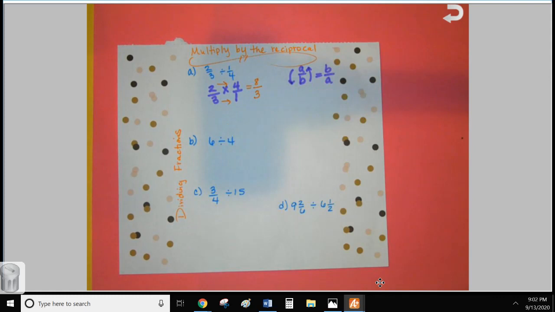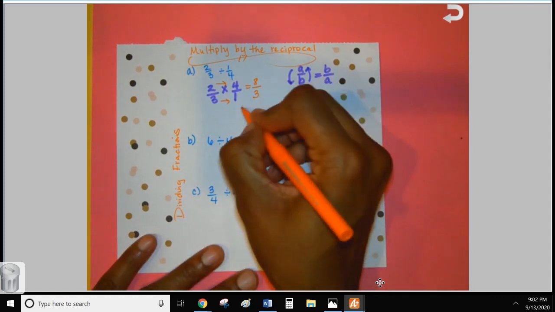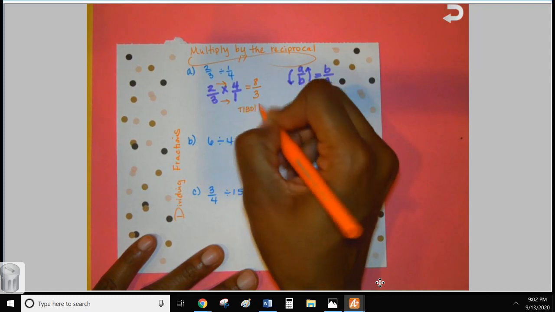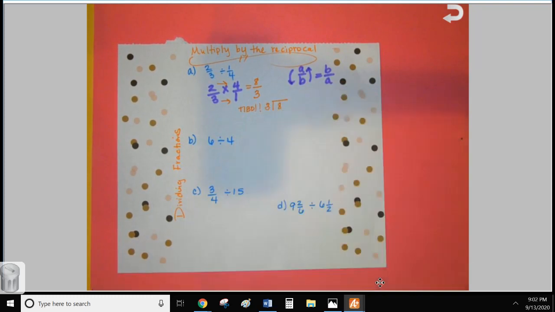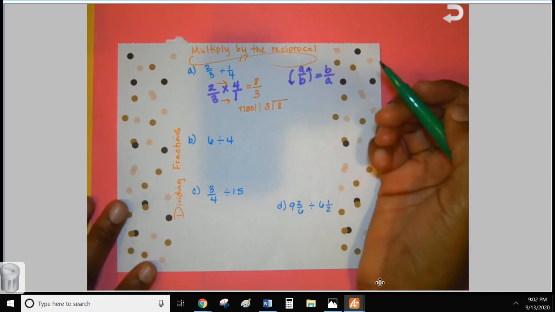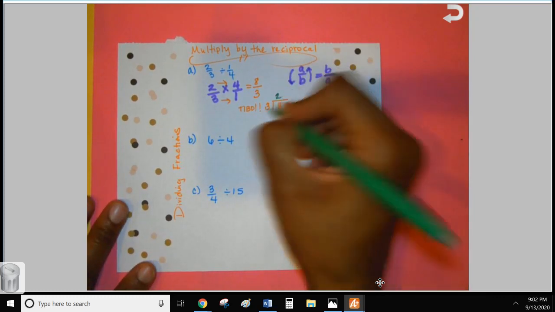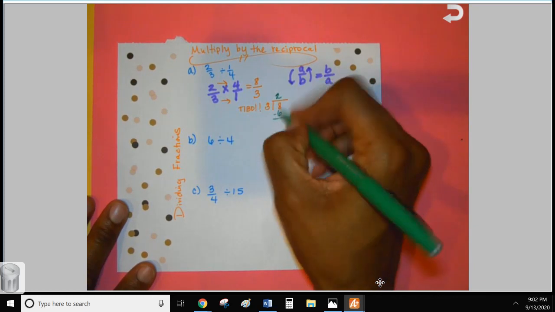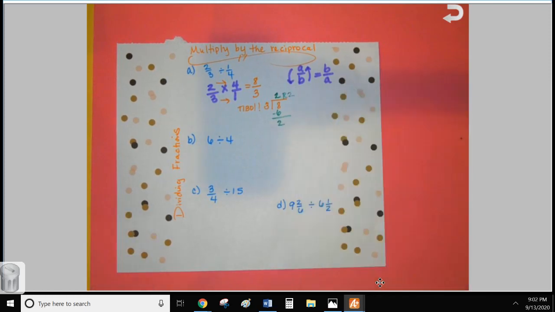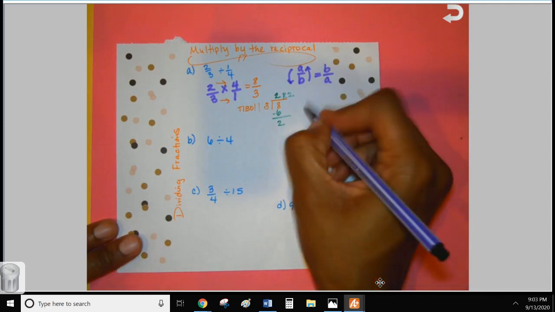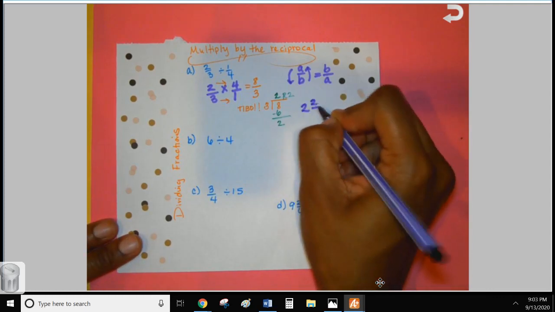Now we notice that this is an improper fraction, so we want to make it a mixed number. Remember, we do that by TIBO, top in, bottom out. You would ask yourself, how many times can 3 go into 8? 3 times 3 is 9, so 2 would be our option. 2 times 3 is 6. I subtract. I have 2 as my remainder. What's my final answer? My final answer is going to be 2 2/3.